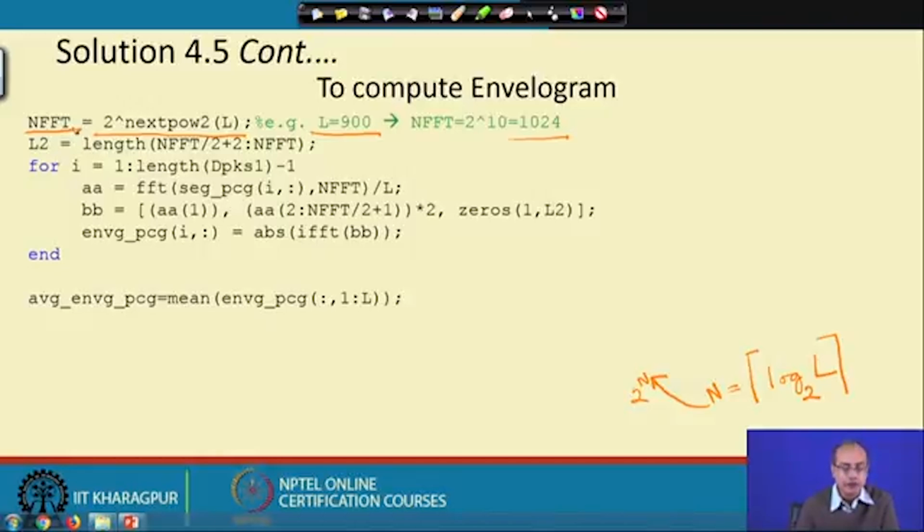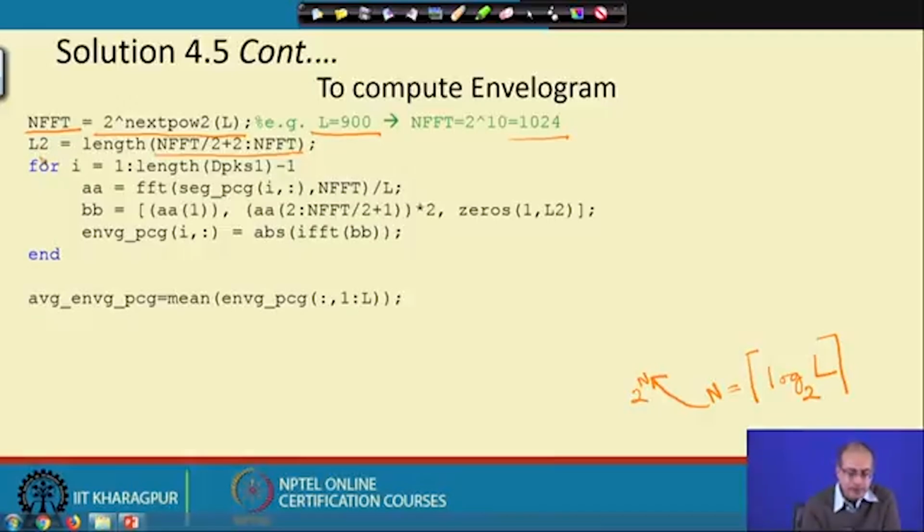Then we are computing a variable L2, which we will require for the computation, for ease of remembering. We have taken the length divided by 2 plus 2, and from there to the end. So, we are taking that length as L2. That will help us to do some bookkeeping.